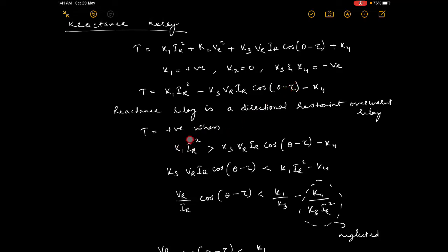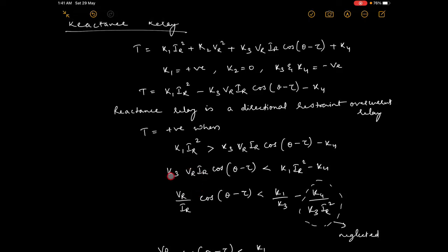Fine. So in that case, it is the same as how we analyzed the distance relay, sorry, the impedance relay. Since this should be greater for T to be positive, we can take it the other way, that this should be less than this. So we have simply brought this on the other side, and written this first and this later.